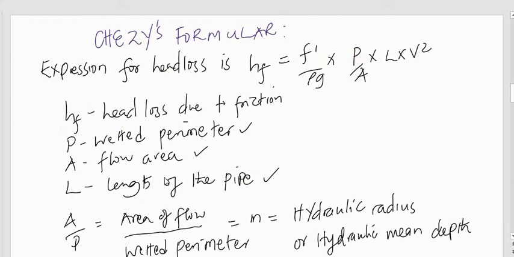Now, let's look at Chezy's formula. In Chezy's formula, we find that the head loss due to friction hf is given by f' divided by ρg times P over A times L times v squared. This is how it is defined, where P is the wetted perimeter, A is the flow area, L is the length of the pipe. The ratio A over P, the area of flow to wetted perimeter, gives us what we call the hydraulic radius or the hydraulic mean.